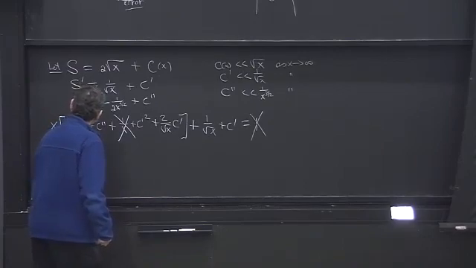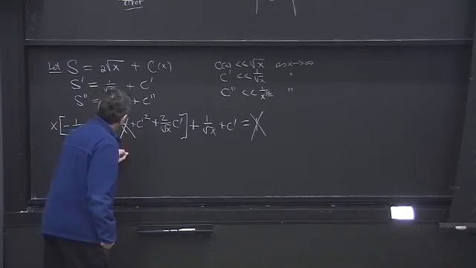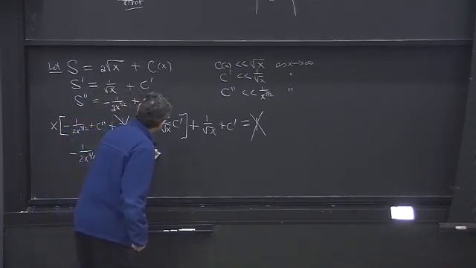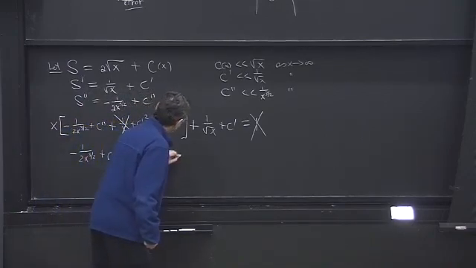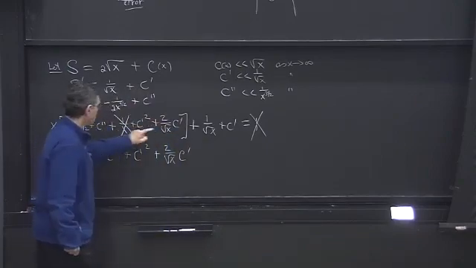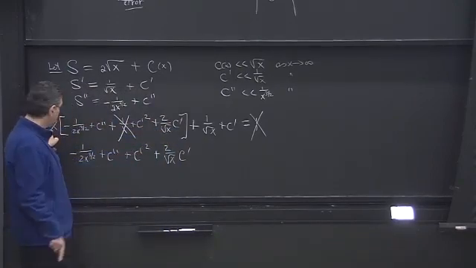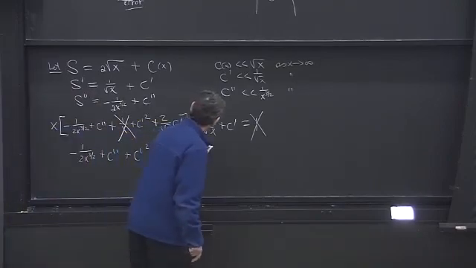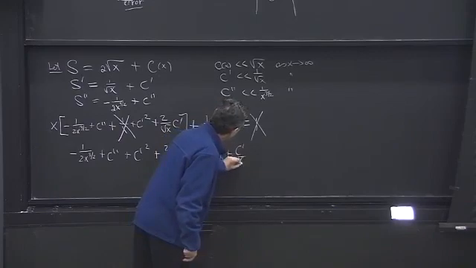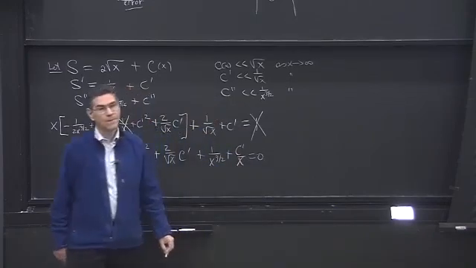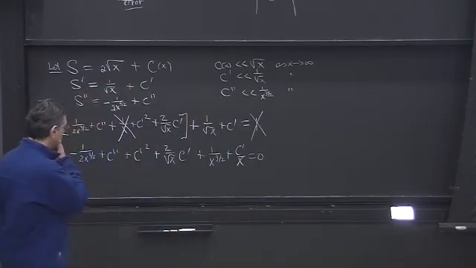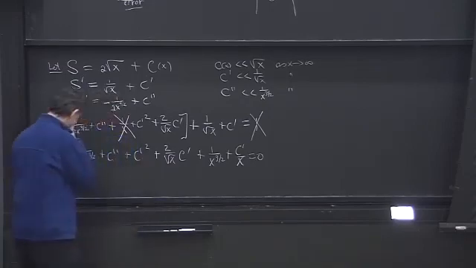We have minus 1 over 2 x to the 3 halves plus c double prime plus c prime squared plus 2 over the square root of x c prime. Okay, those are all the terms in this square bracket. And now I'm going to divide the rest of the equation by x. Okay, so there's a 1 over x to the 3 halves and a c prime over x, and all that is equal to 0. Okay, great.